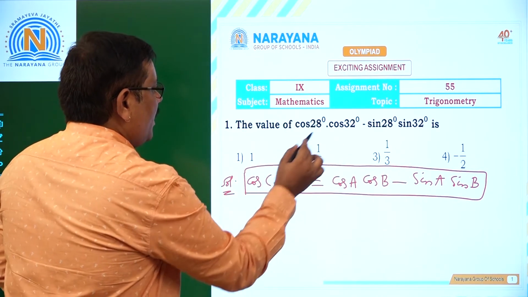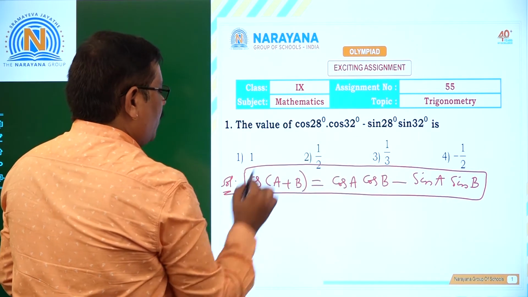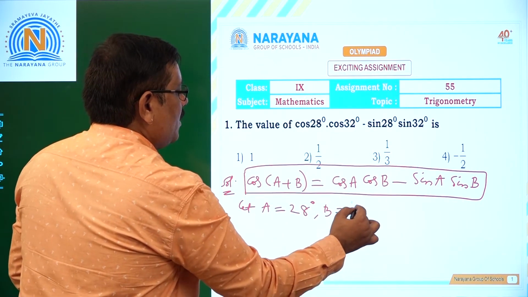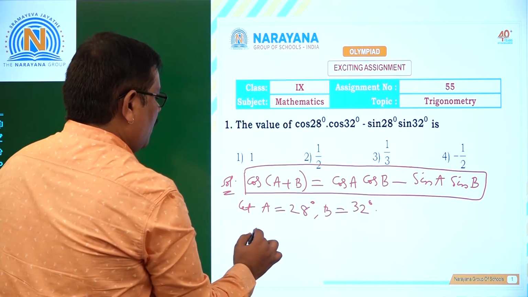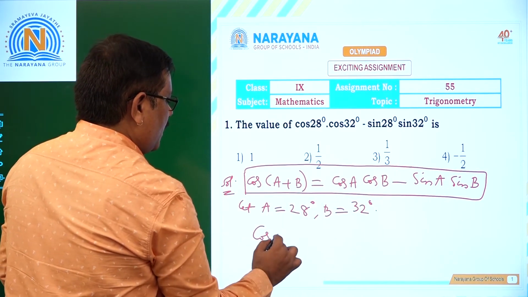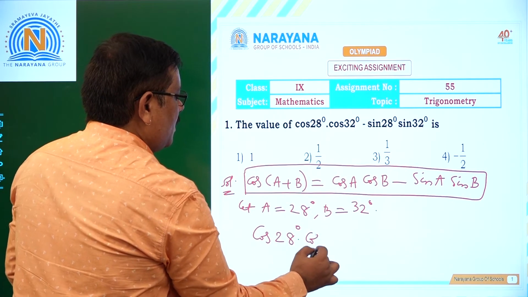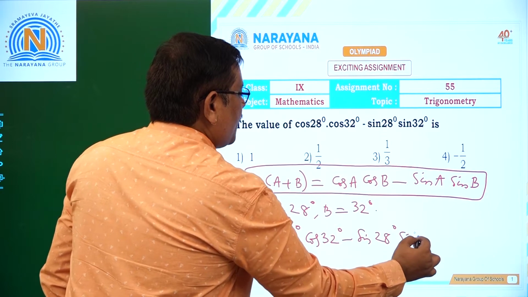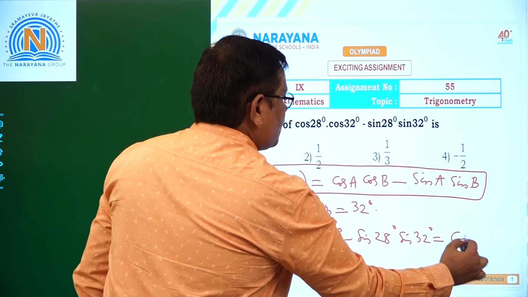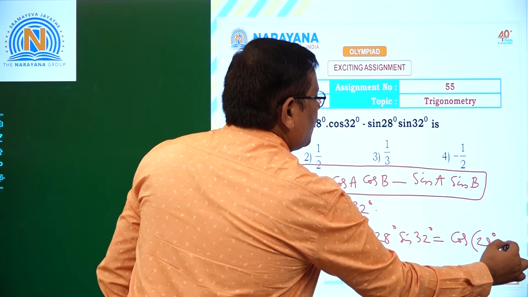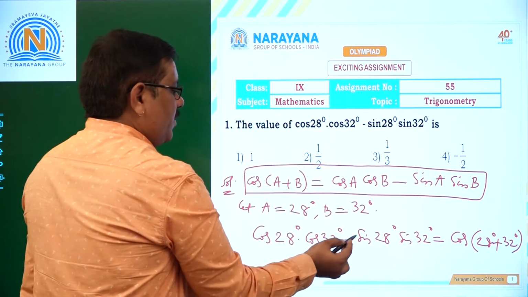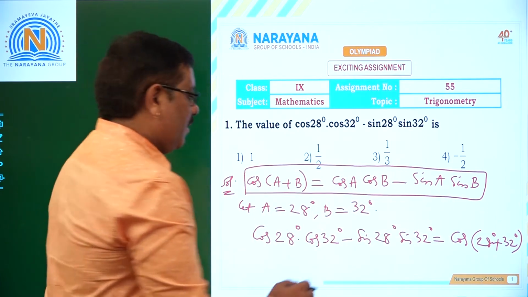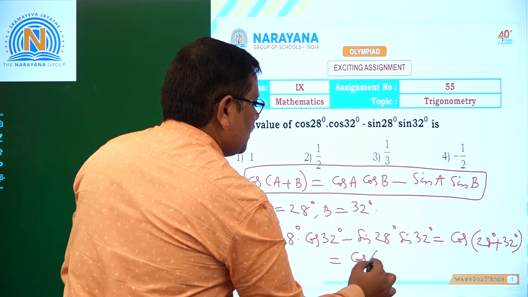Here we have A is 28 degrees, B is 32 degrees. Let A is equal to 28 degrees, B is equal to 32 degrees. Then what do we have? Cos 28 degrees cos 32 degrees minus sin 28 degrees sin 32 degrees is going to be cos of (28 degrees plus 32 degrees). It is in the form cos A cos B minus sin A sin B, so we can write it as cos of A plus B. That is otherwise cos 60 degrees.